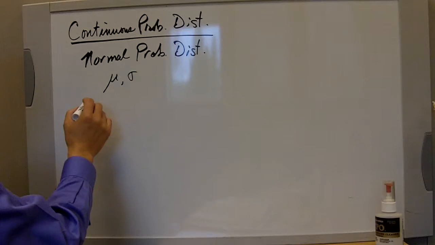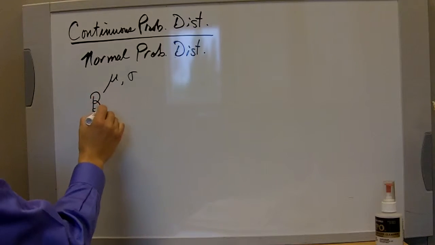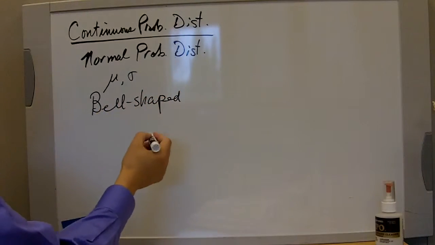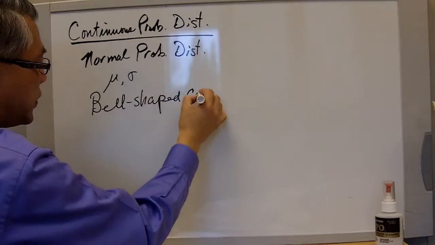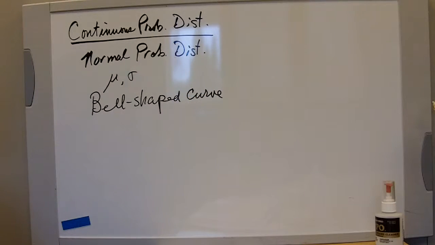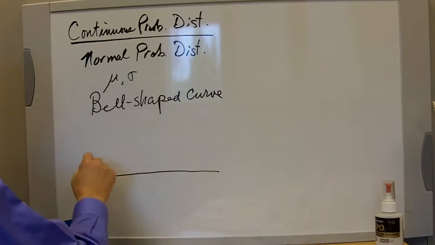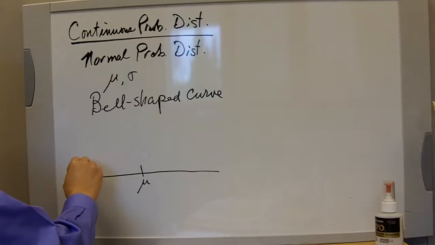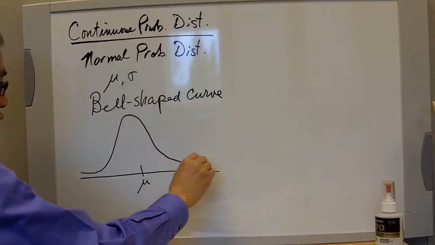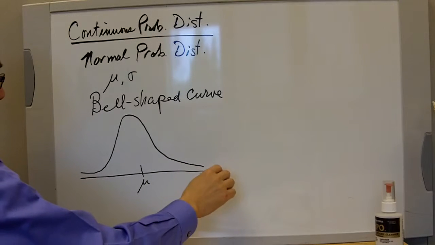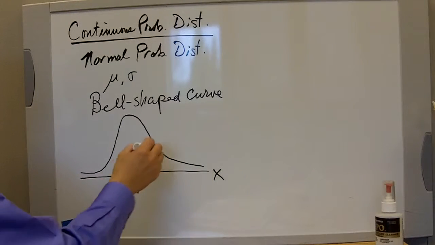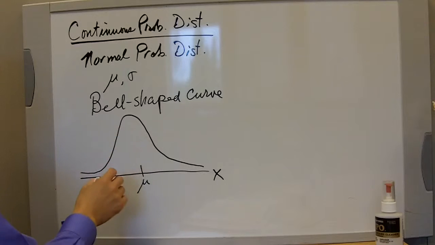You probably have heard of the notion of a bell-shaped curve, and we call a normal probability distribution a bell-shaped curve because of the way the curve looks. Pretty much it is a bell shape. So we have the mean here, and depending on the standard deviation, we would have something like this. It's bell shaped, and along the horizontal axis we have x.